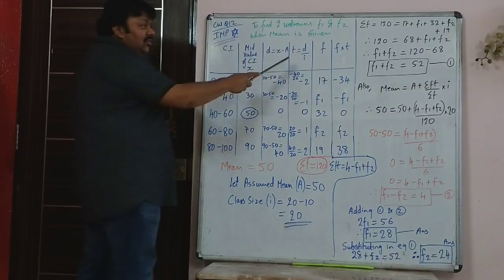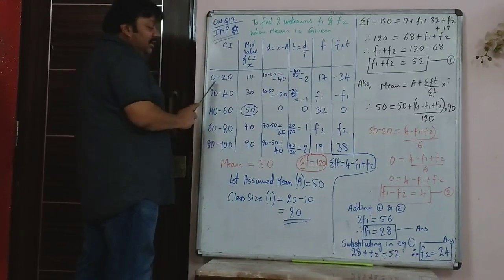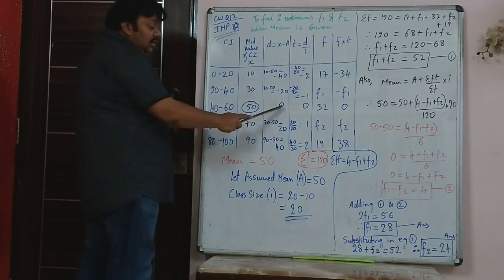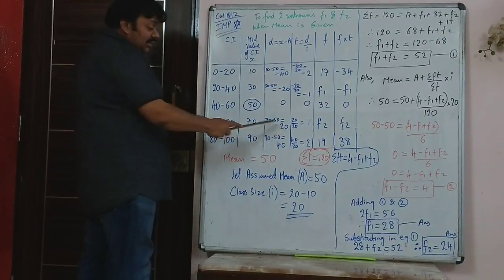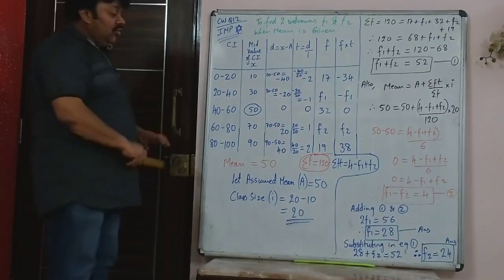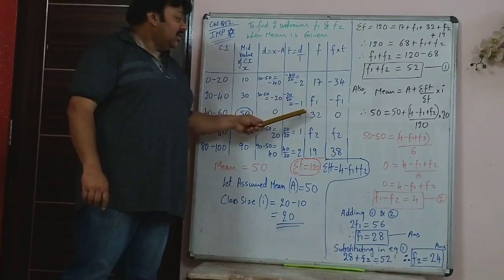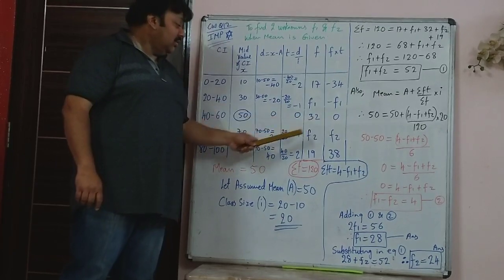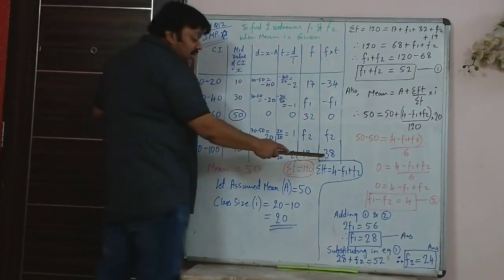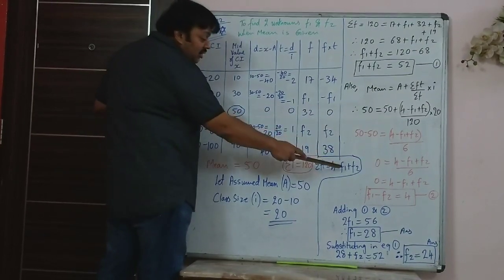Because it is the step deviation method, you have to find t, d upon I: minus 40 upon 20, class size, is minus 2, minus 20 upon 20 is minus 1. Then 0. Then you have 20 upon 20, class size, is 1, and 40 upon 20 is 2. So that way you've got t, then you're doing f into t: minus 34, minus f1, 0, f2 and 38. So when you add this, 38 minus 34 is 4, minus f1 plus f2.